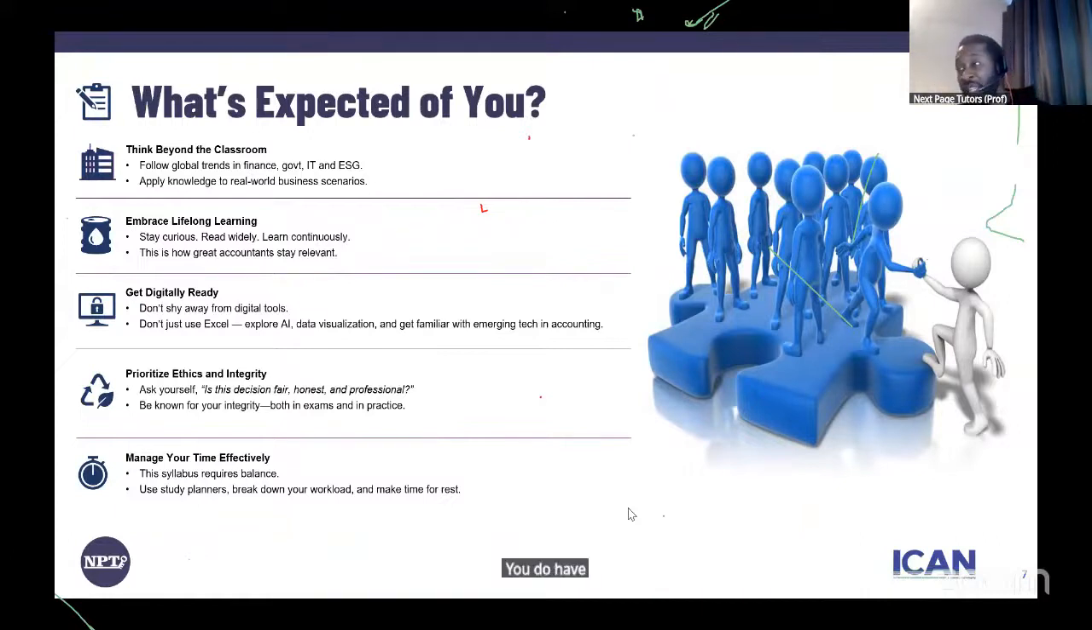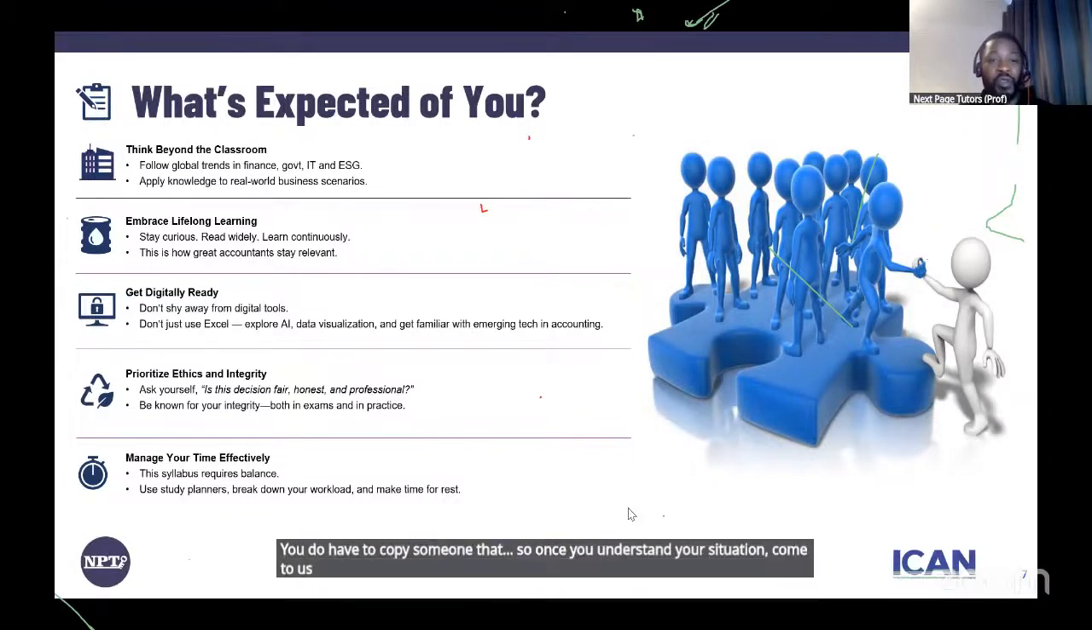You don't have to copy someone. Once you understand your situation, come to us and we'll give you that advice. But this combination that I've mentioned works. The same thing applies for professional level.